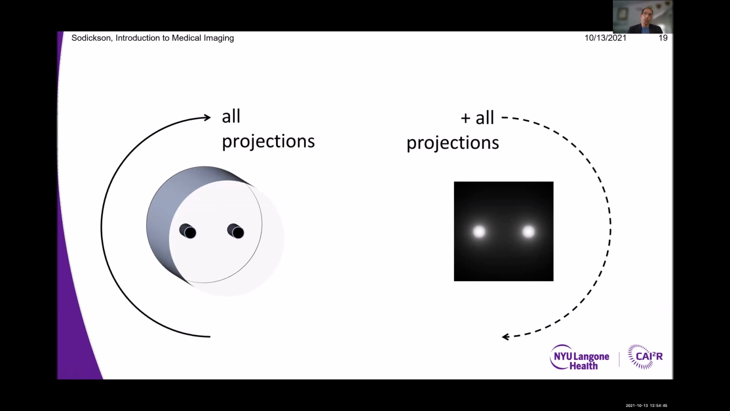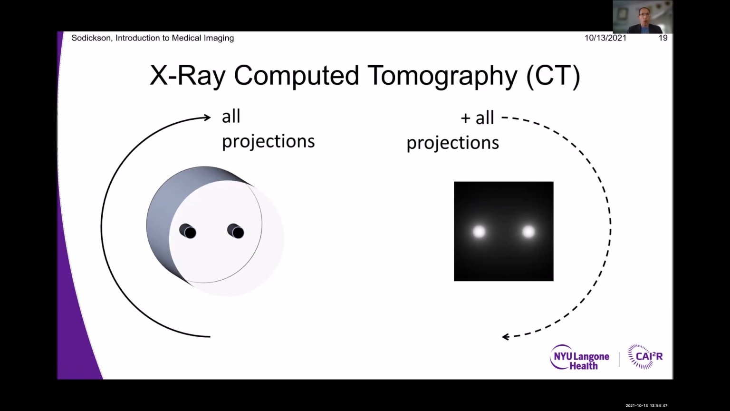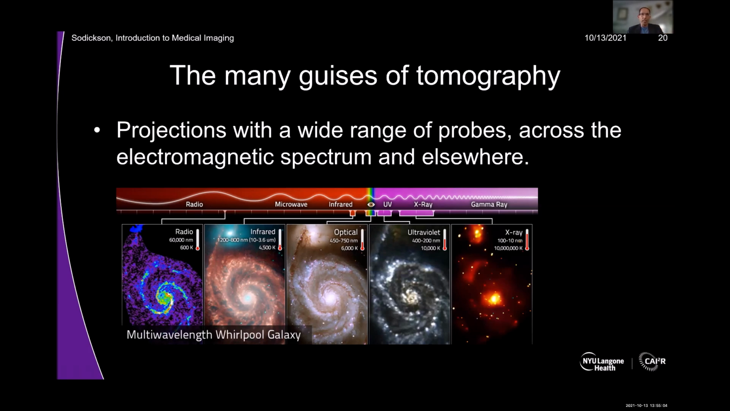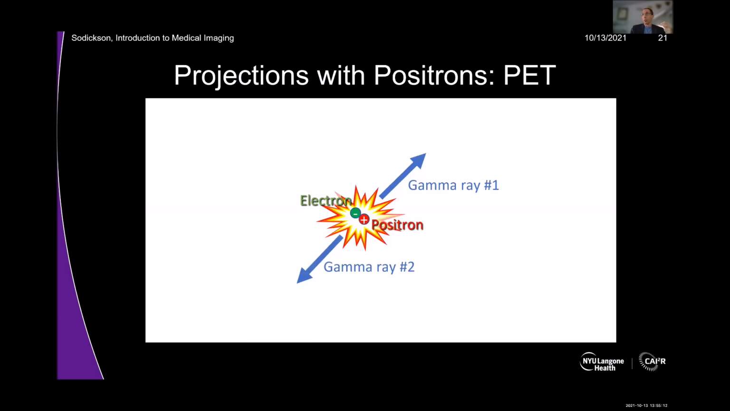When you do this procedure with X-rays, it's called X-ray computed tomography, or CT. But it turns out there are many ways to create projections, not just with X-rays. You can create projections with a wide range of probes across the electromagnetic spectrum and elsewhere. This is the analog of the many different flavors of astronomy in different parts of the spectrum. For example, you can create projections with positrons, which gives us positron emission tomography, or PET. Basically, PET, if you will, is CT turned inside out.